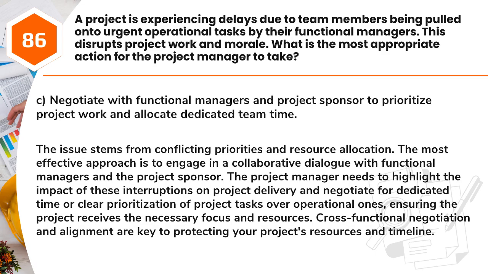Answer: C. Negotiate with functional managers and project sponsor to prioritize project work and allocate dedicated team time. The issue stems from conflicting priorities and resource allocation. The most effective approach is to engage in a collaborative dialogue with functional managers and the project sponsor. The project manager needs to highlight the impact of these interruptions on project delivery and negotiate for dedicated time or clear prioritization of project tasks over operational ones, ensuring the project receives the necessary focus and resources. Cross-functional negotiation and alignment are key to protecting your project's resources and timeline.